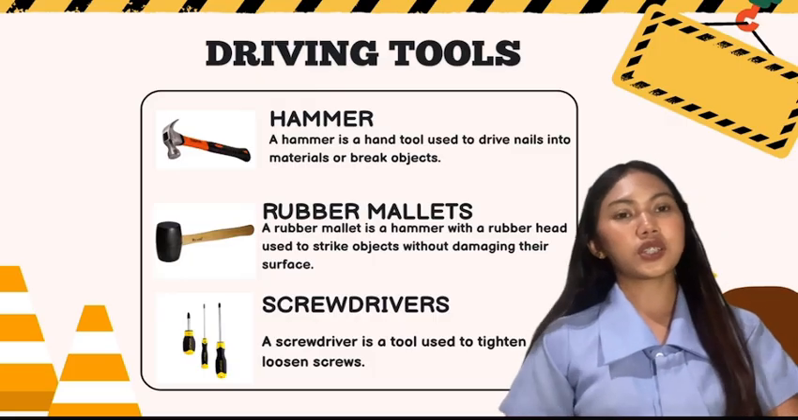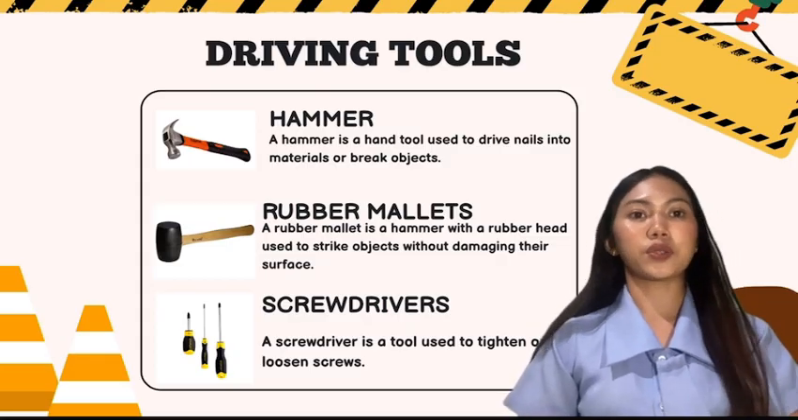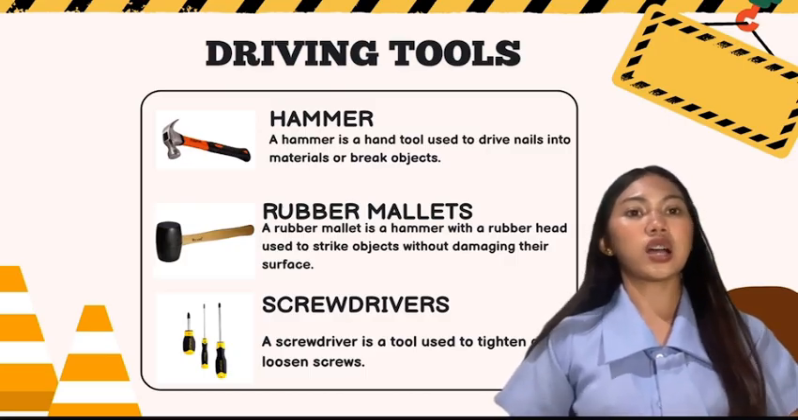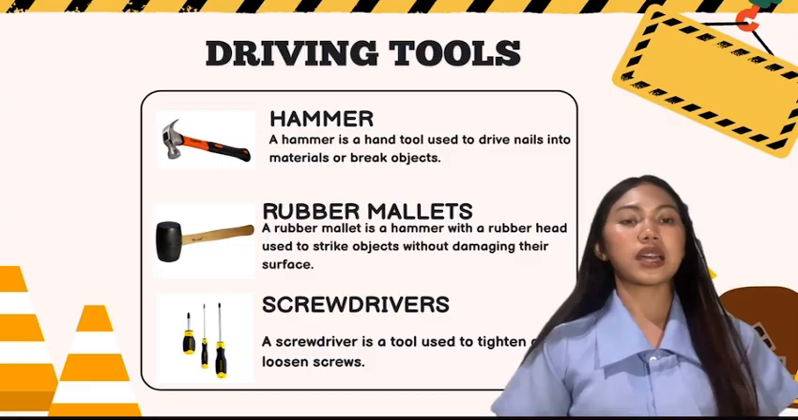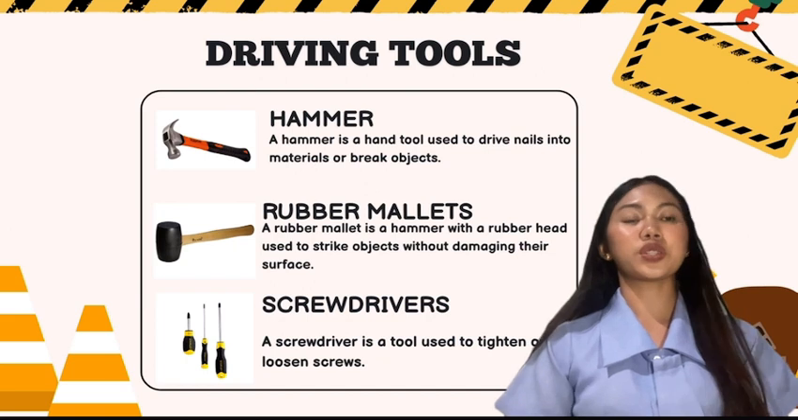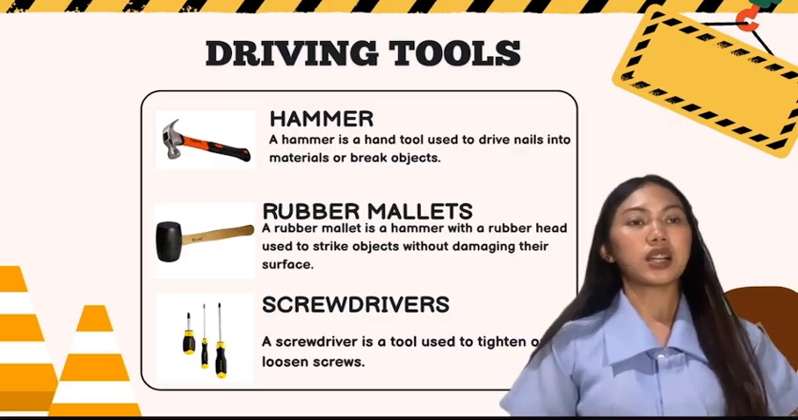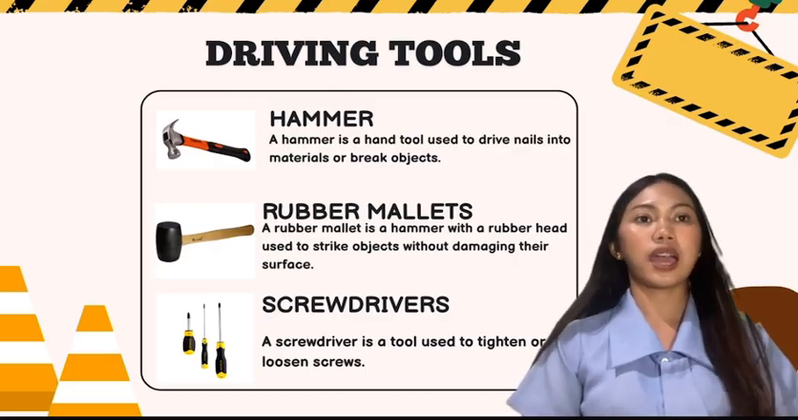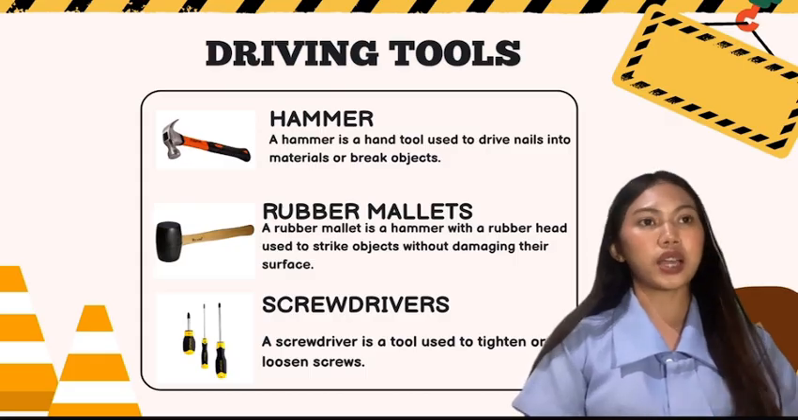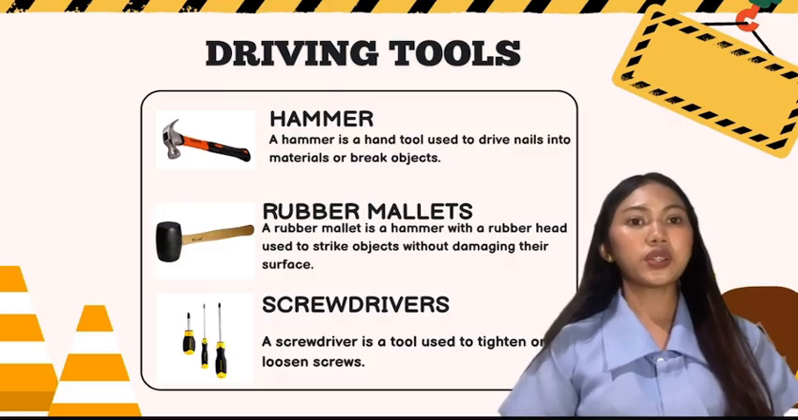The second classification of hand tools is driving tools. Driving tools are used to insert or remove fasteners like nails and screws. There are 3 examples: hammer, rubber mallets, and screwdrivers. The first is the hammer. A hammer is a hand tool used to drive nails into materials or break objects. Second is rubber mallets. A rubber mallet is a hammer with a rubber head used to strike objects without damaging their surface. Third is screwdrivers. A screwdriver is a tool used to tighten or loosen screws.